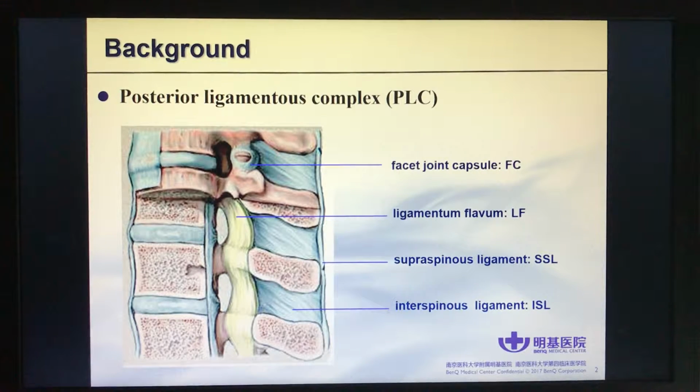Background. The posterior ligamentous complex, PLC, is composed of supraspinous ligament, SSL, interspinous ligament, ISL, ligamentum flavum, LF, and facet joint capsules, FC. It protects the spine from excessive translation, rotation, flexion, and distraction. PLC injuries are major causes of spinal instability.